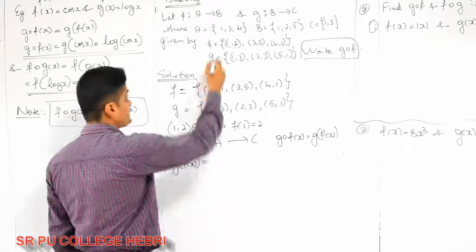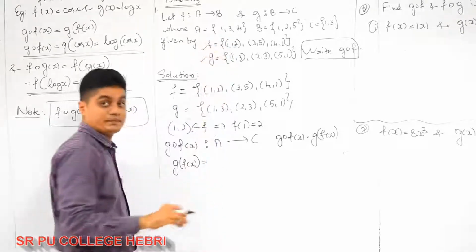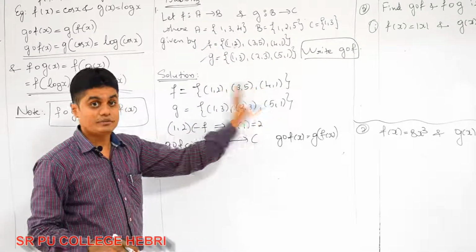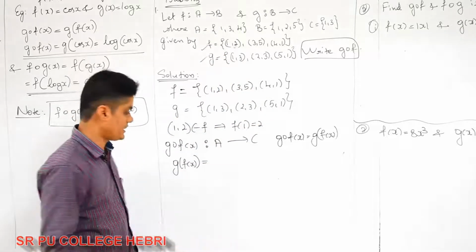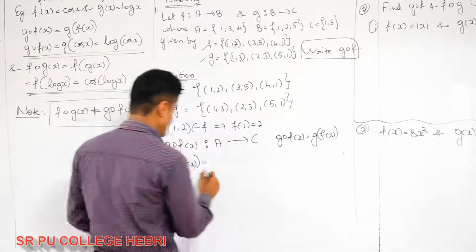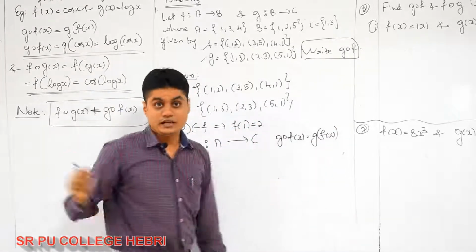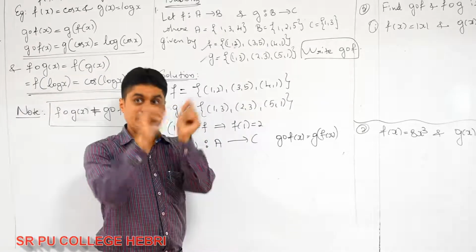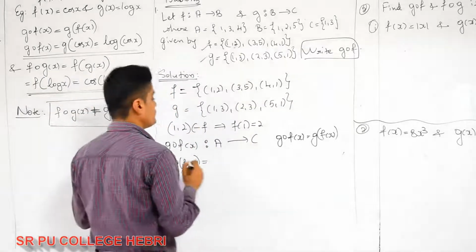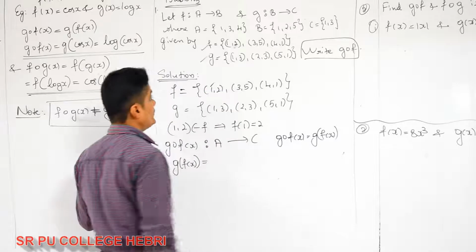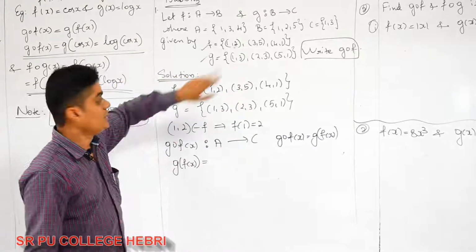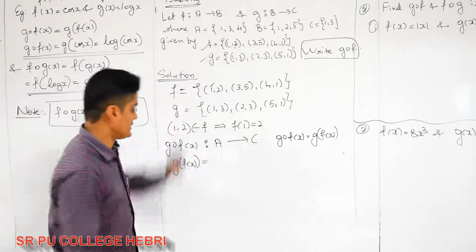We have to represent in this format only, because we don't know what f of x and g of x are. First f of x, from A to B, then B to C. I hope you observe in the diagram, A to B, B to C. We'll start moving from A. The first element of A is 1, and one is connected to.